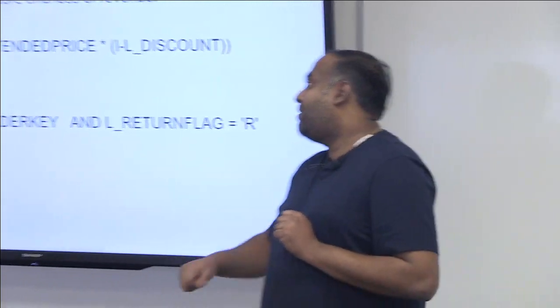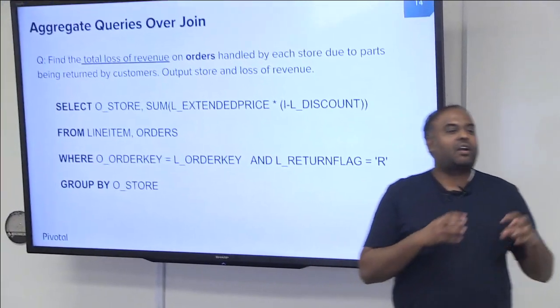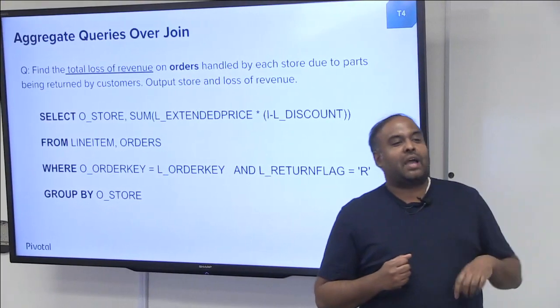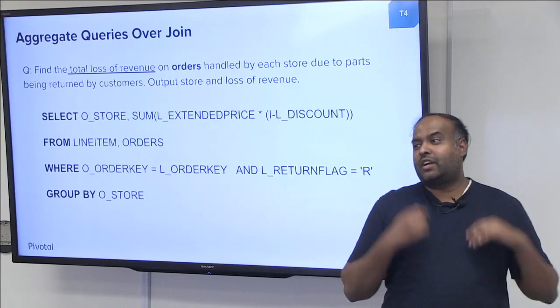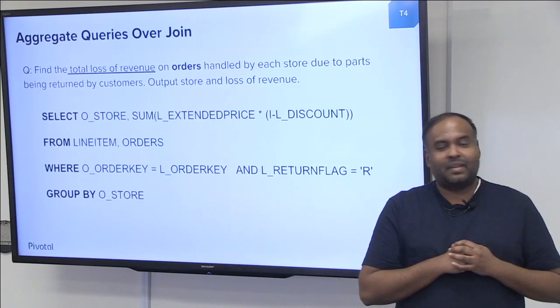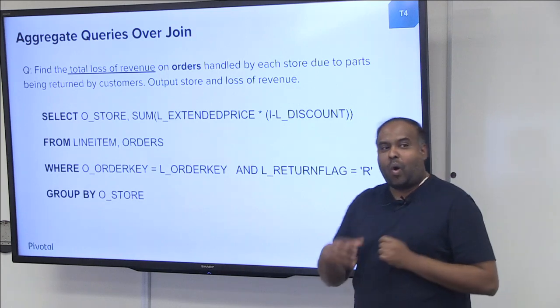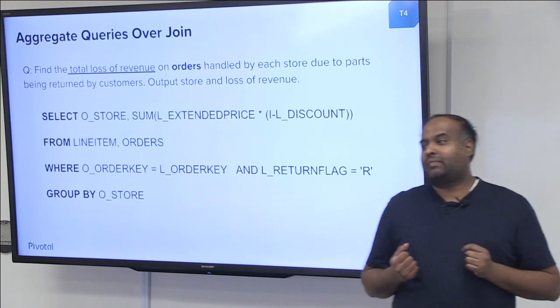The orders are split into line items. So you have a line item table, you have an orders table, and then you have returns which are marked into the line item. And then the order has the store number, right?